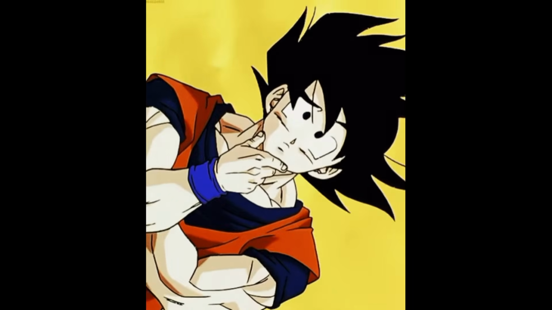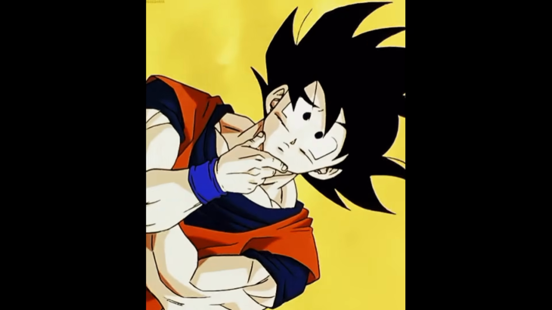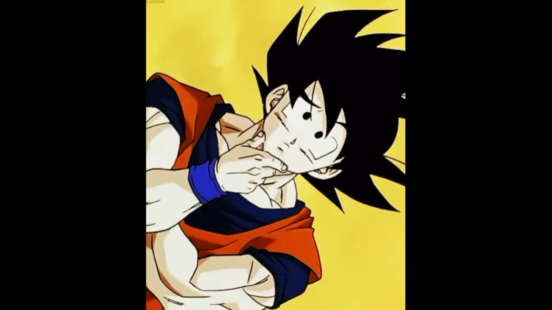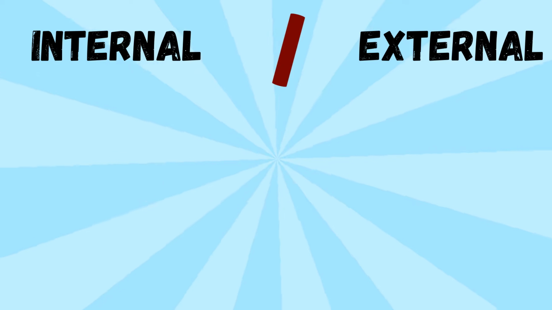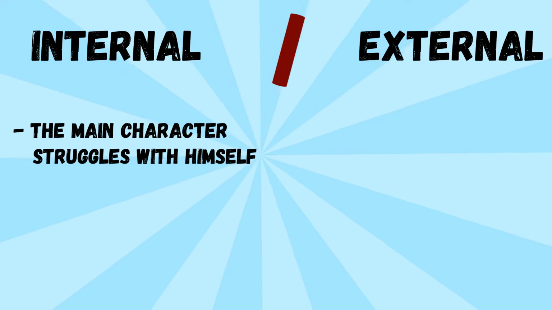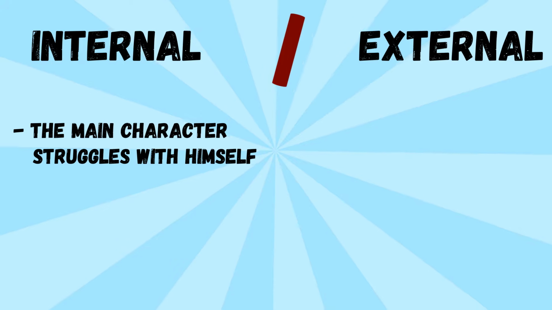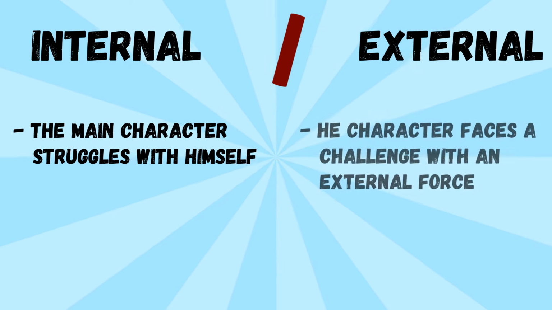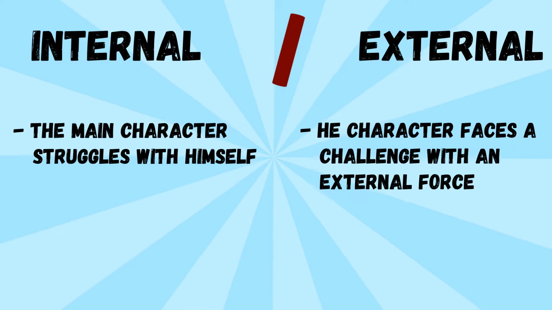So how do you best create conflict? First, you need to understand the different types of conflict, which can essentially be broken down into two categories: internal and external conflict. An internal conflict tends to be one in which the main character struggles with himself, such as a decision he needs to make or a weakness he has to overcome. An external conflict is one in which the character faces a challenge with an external force, like another character, an act of nature, or even society.